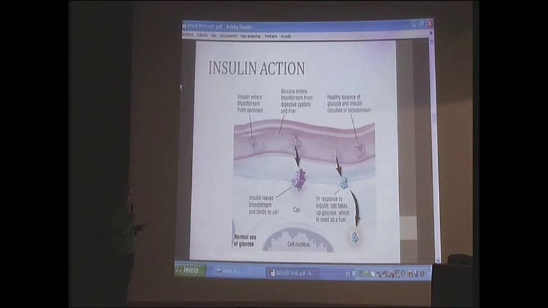And this is the normal use of glucose. Insulin is used to control blood sugar in people who have type 1 and type 2 of diabetes. And insulin works by helping move sugar from the bloodstream to the cells.